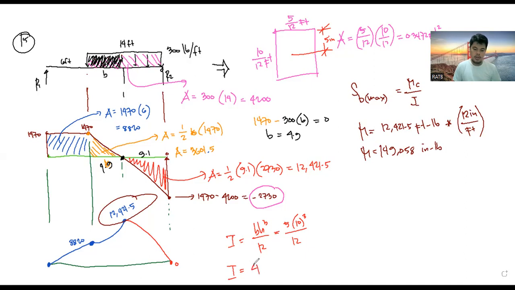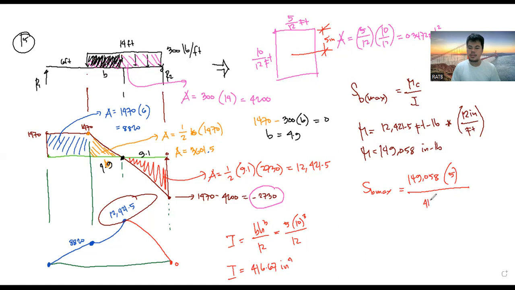So that's 416.67 inch to the power of 4. So going back here, we have SB max. So that's M, 149058, MC 5, okay, and then divided by I.